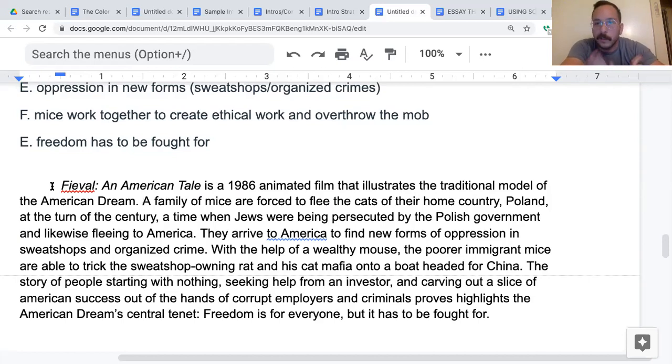I don't need to say the director, so I'm not going to say the director or the writer. Illustrates the traditional model of the American dream. A family of mice are forced to flee the cats of their home country, Poland, at the turn of the century, a time when Jews were being persecuted by the Polish government and likewise fleeing to America. They arrive to America to find new forms of oppression in sweatshops and organized crime. With the help of a wealthy mouse, the poor immigrant mice are able to trick the sweatshop owning rat and his cat mafia onto a boat headed for China. The story of people starting with nothing, seeking help from an investor, and carving out a slice of American success out of the hands of corrupt employers and criminals.